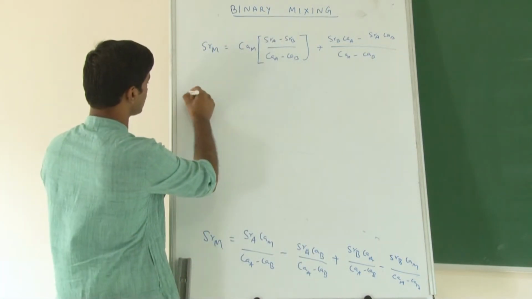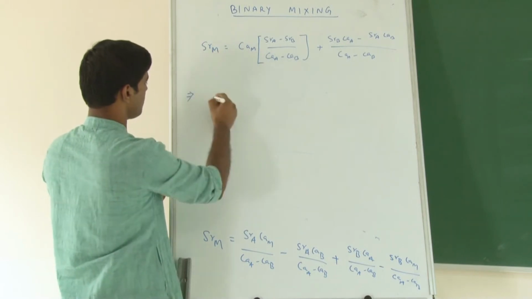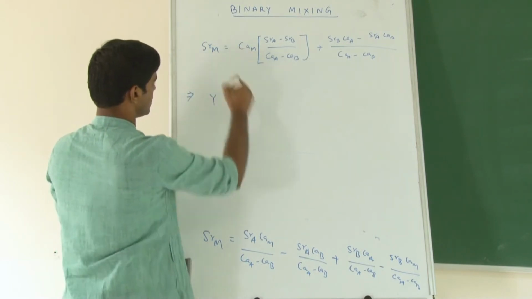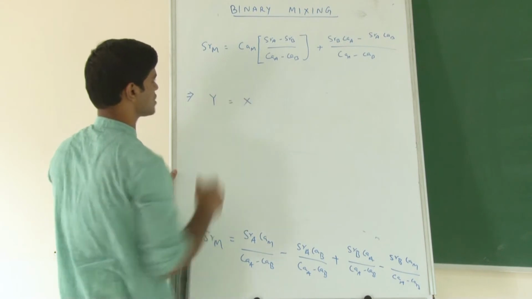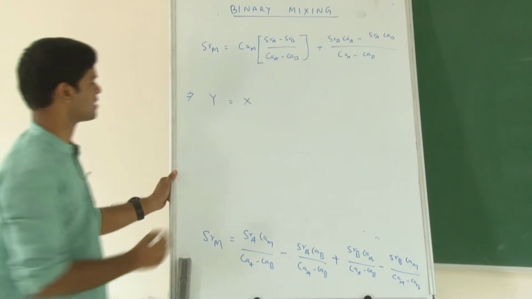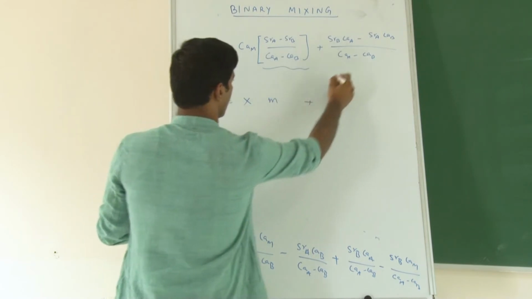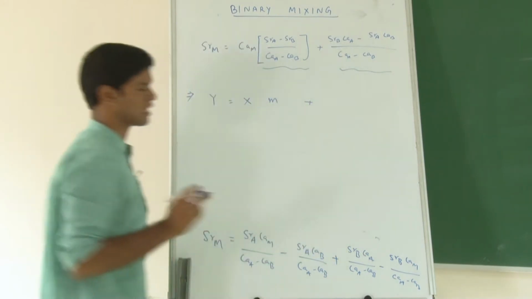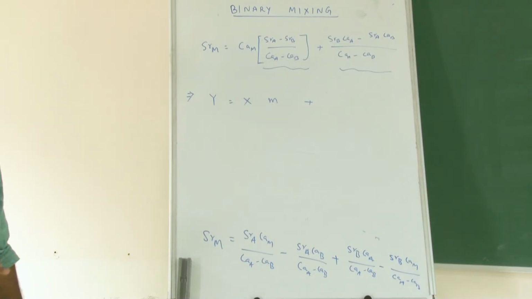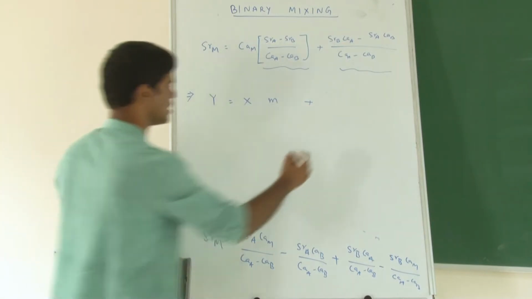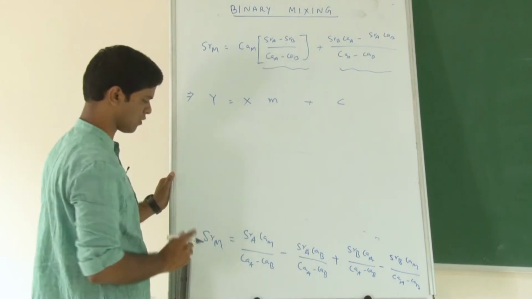So, what comes out is that strontium M, let us say this is Y, this calcium M, let us say it is X, this is a constant term, in slope form, and again this is a constant term because calcium A, calcium B, strontium A, strontium B are not going to change. So, basically you have a linear equation.